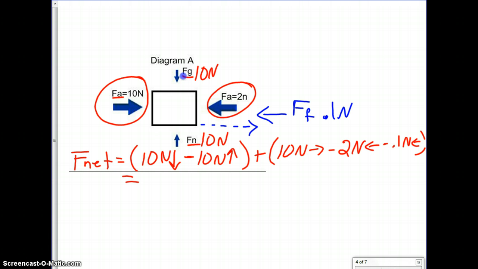The F net here, these cancel each other out. 10 minus 2 is 8. 8 minus 0.1 is 7.9 newtons. And we already know what direction it's going, so we add that to the end.